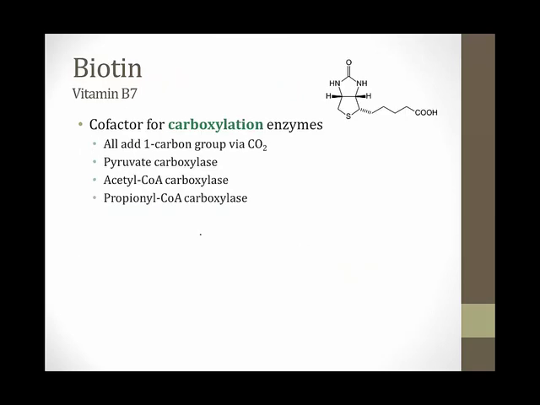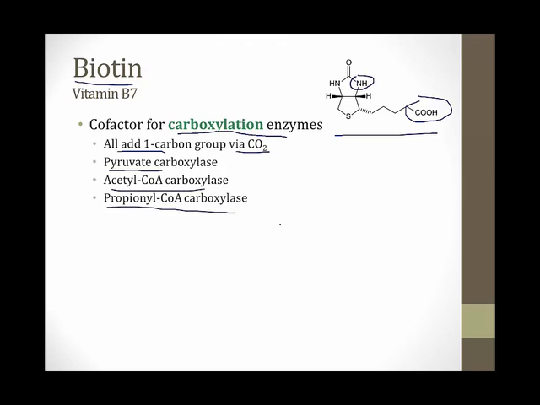The last B vitamin we'll discuss in this module is vitamin B7, which is biotin. This is the structure of biotin on the screen. You can see there are lots of oxygens and nitrogens, so this is going to be a water-soluble vitamin. And biotin's role is as a cofactor in carboxylation enzymes. All of these enzymes add a one-carbon group from carbon dioxide to a molecular structure. And the three enzymes you should know for step one are pyruvate carboxylase, acetyl-CoA carboxylase, and propionyl-CoA carboxylase.